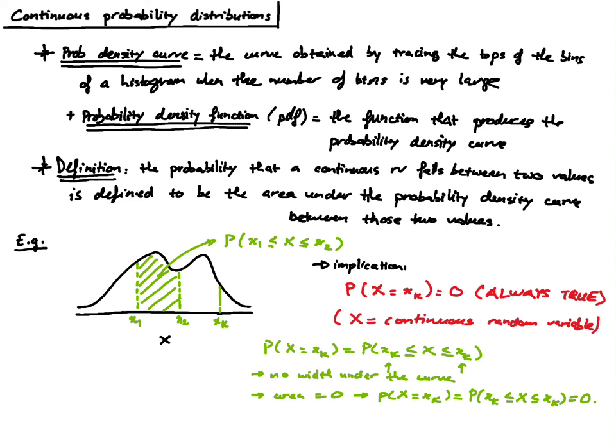So what did we do in this video? In this video, we talked about the idea of a probability density curve and a probability density function. Then we defined probability for a continuous random variable, and then we reached a very important conclusion, which is that if x is a continuous random variable, the probability that x is equal to a particular value, x sub k, is always 0.